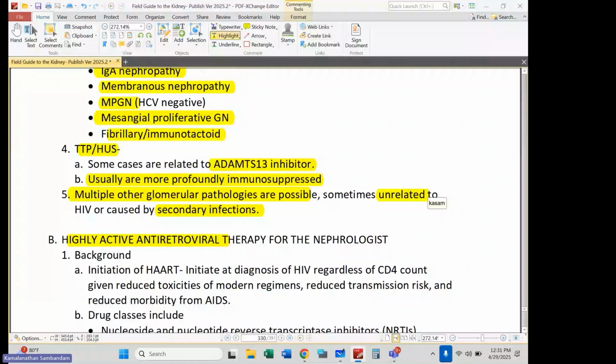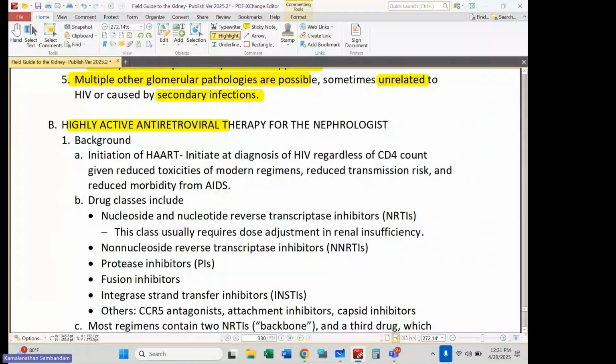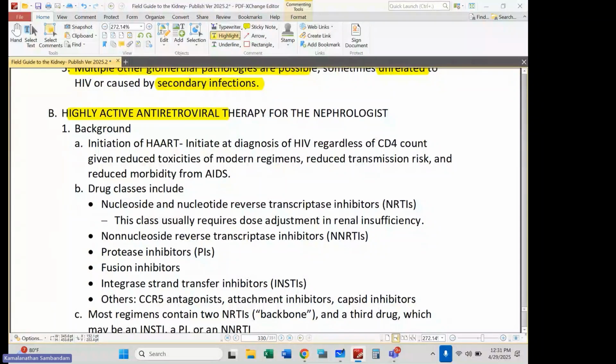Okay. Moving on to this quick conversation about HAART therapy for the nephrologist that I'd like you to know is that, I think it's always useful to know what's happening on the other side of the fence so that you can align with your colleagues in other disciplines as you're managing the kidney disease.